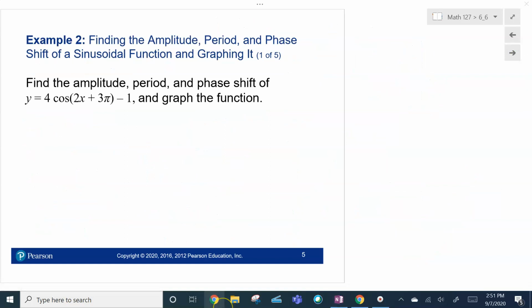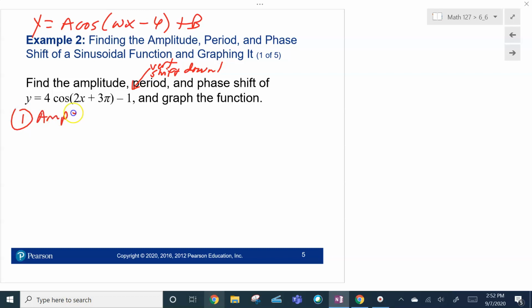Alright, now we got a cosine here. Y equals a cosine omega x minus phi plus b. Now notice we've got a vertical shift down 1. But let's go ahead and go through all our steps. Number 1, our amplitude. Absolute value of 4, 4. Now that's not a negative 4, so there's no reflection about the x-axis.